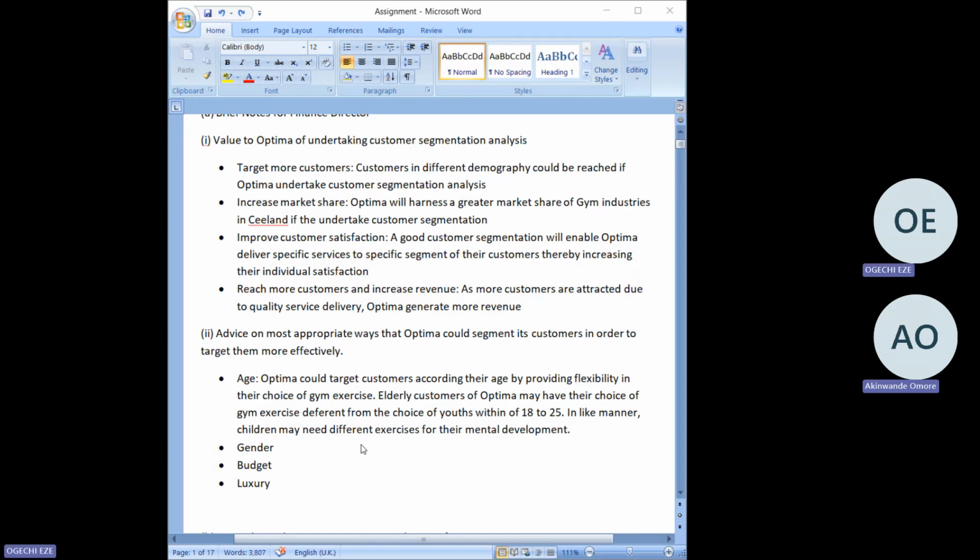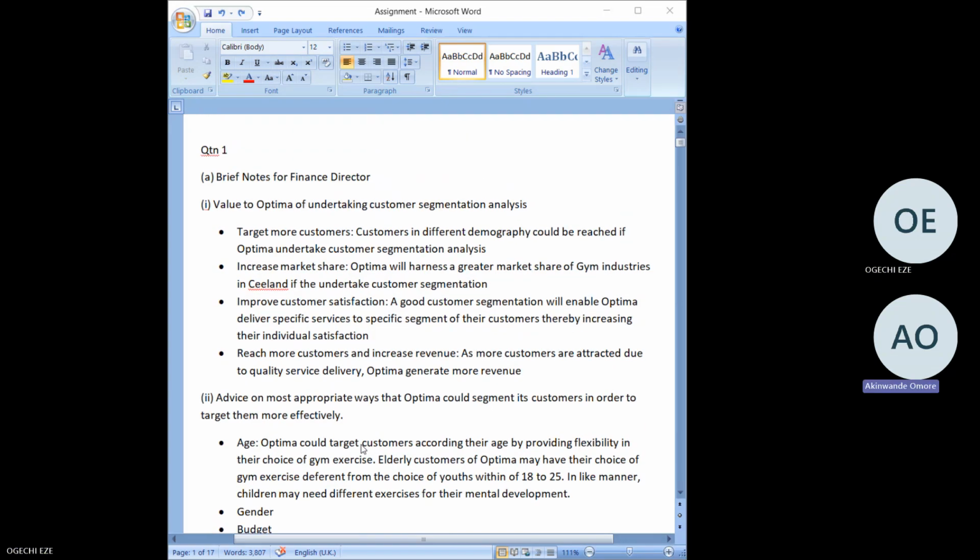The customer segmentation will help them to improve their customer satisfaction, because customers from different segments. First of all, let me get... First of all, you need to start with which exhibit are you using? Which exhibit do you think will be okay? You start with that before going ahead to explain. Yeah, it's true.